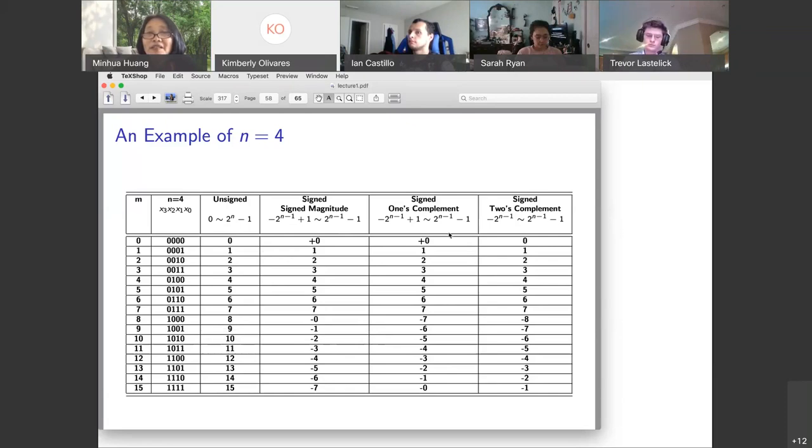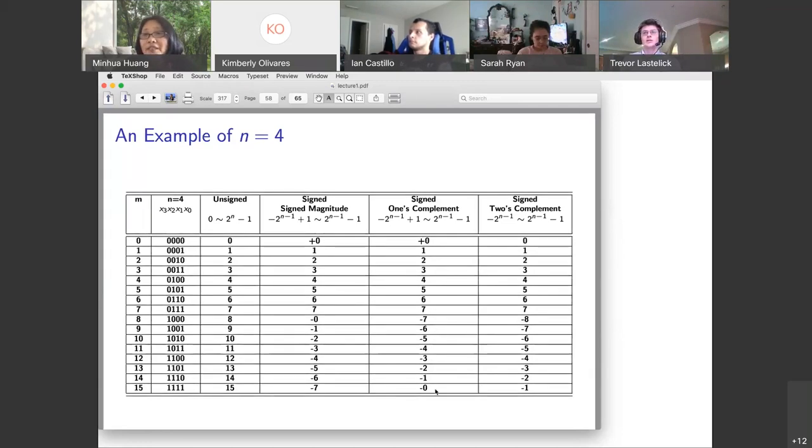Now, then we go to the signed one's complement. Still, from corresponding binary numbers, it has the decimal numbers. As long as the number goes to 8, where the most significant digit is 1, it is now a negative number. So the range is from positive 0 to positive 7, then negative 7 to negative 0.